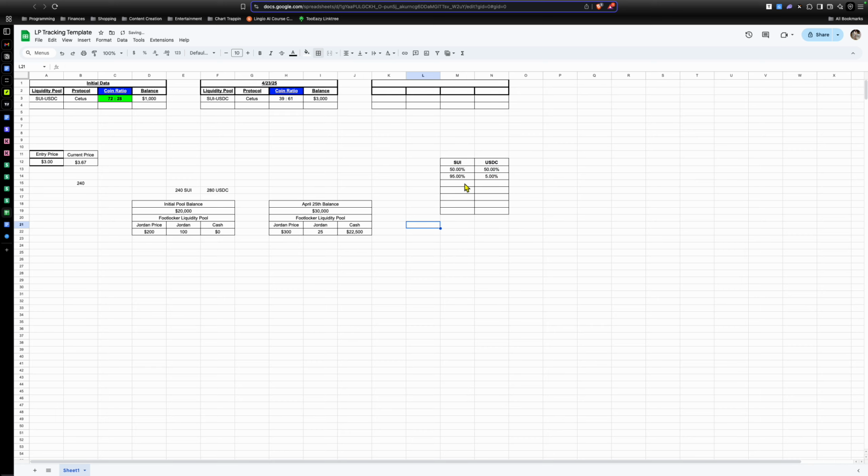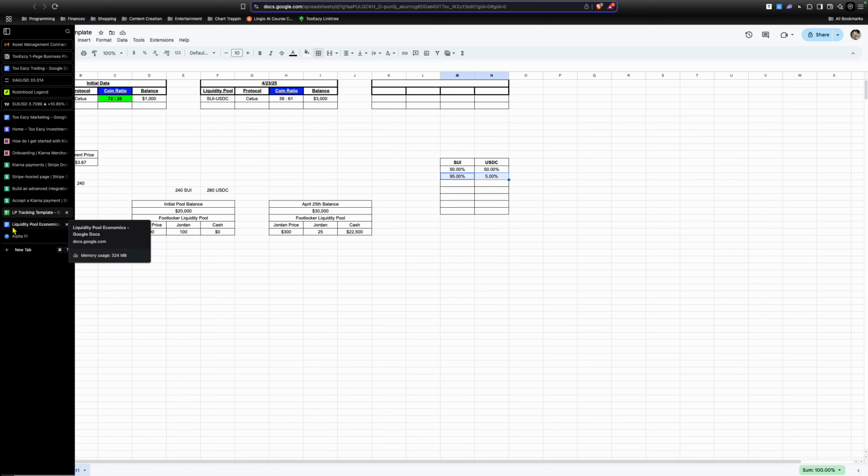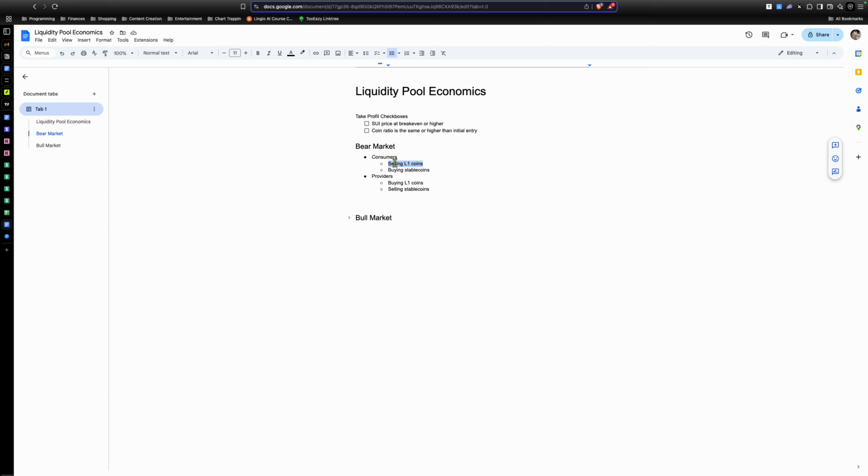So this is when the bear market happens. When the bear market is current, consumers are selling their coins out of fear, and they're looking for stability. So they're gonna get stable coins from us, and they're gonna sell their layer one coins, their SWE, to us. Us as providers is just the opposite. We're gonna buy the layer ones because we're not fearful. We understand we're long term.